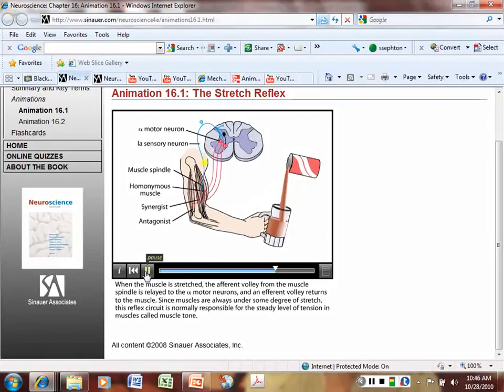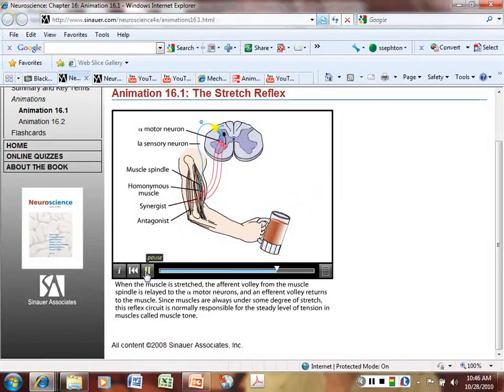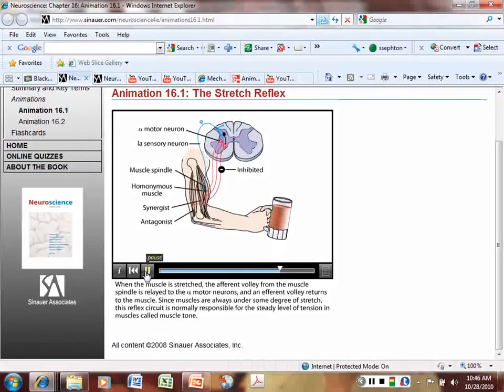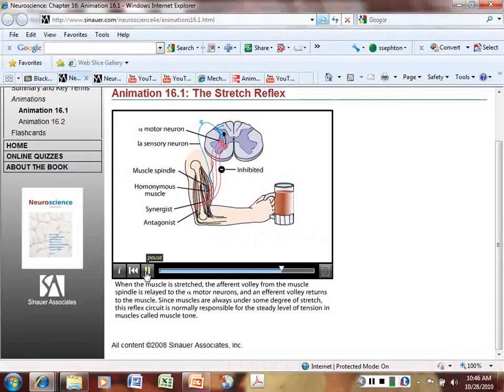When the muscle is stretched, the afferent volley from the muscle spindle is relayed to the alpha motor neurons, and the efferent volley returns to the muscle. Since muscles are always under some degree of stretch, this reflex circuit is normally responsible for the steady level of tension in muscles called muscle tone.